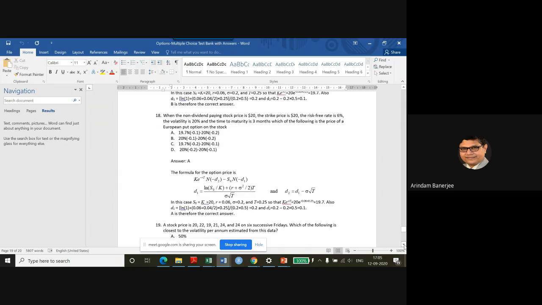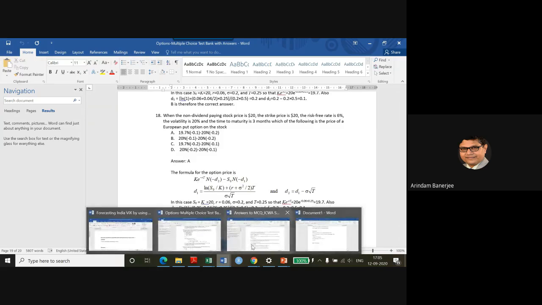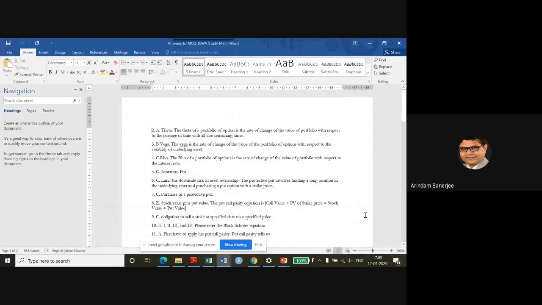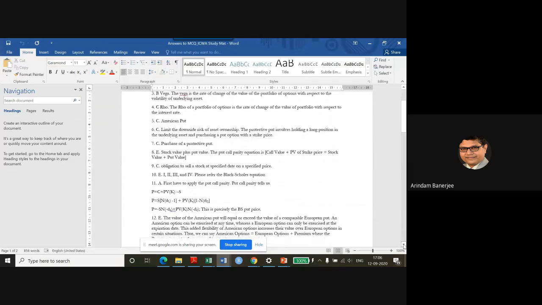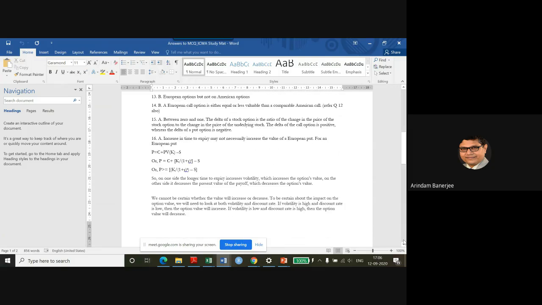Okay, and also in the study material, a few questions are given. The answers of these questions I have given here. This also the team will share with you. You can see this type of questions. In the study material, there is a chapter on option valuation, under which a few MCQs are given. These are the answers to those MCQs.